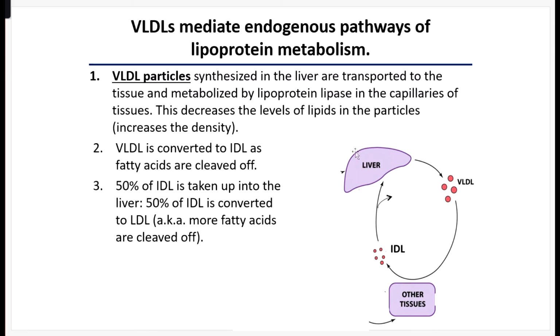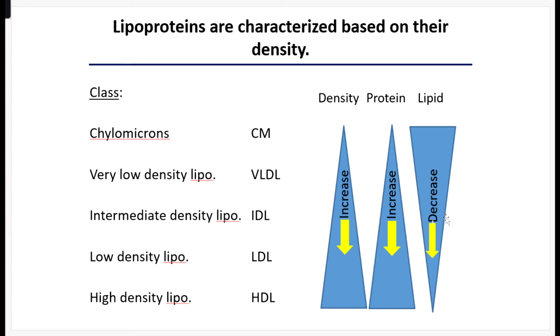Fats that originate in the liver, produced using excess carbohydrates as a source, will be packaged into VLDLs, or fatty acids that are brought to the liver after they're mobilized in the adipose tissue. So the liver can repackage those fatty acids into VLDLs, very low density lipoproteins. They will travel to tissues and be metabolized. A few fatty acids will be cleaved off of VLDLs, which once again reduces the lipid content and increases their density. When enough fatty acids are cleaved off, VLDLs will turn into IDLs, or intermediate density lipoproteins.